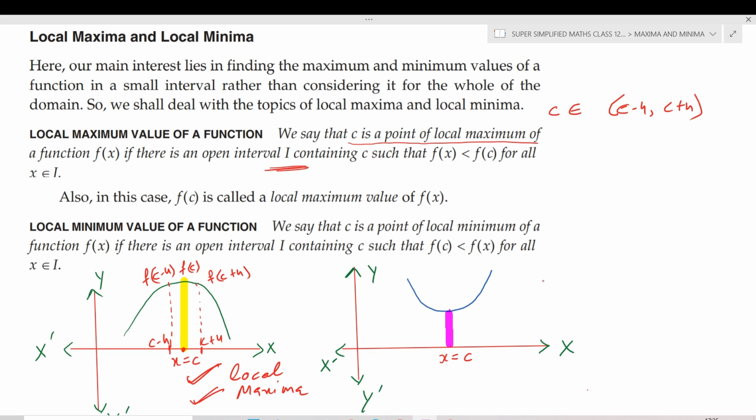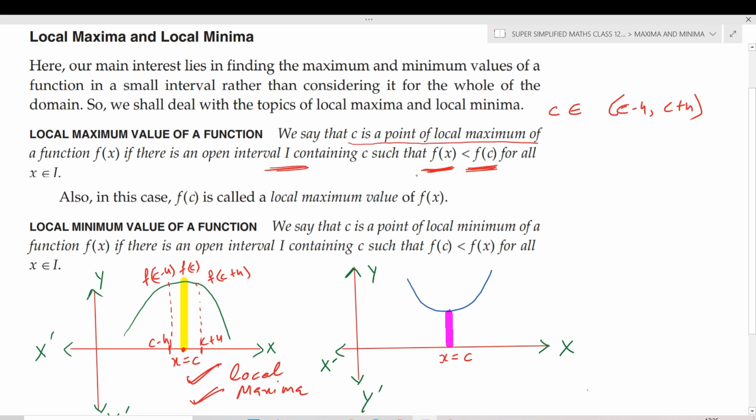So if the value of the function at the point C is more than the value of the function at any other neighboring points, then it is called local maxima, or local minima in the opposite case. The word local carries its literal meaning: we are not comparing the values of the function at different points in the whole domain, but we are comparing the values of the function in a very small interval. Then it is called local maxima or local minima.